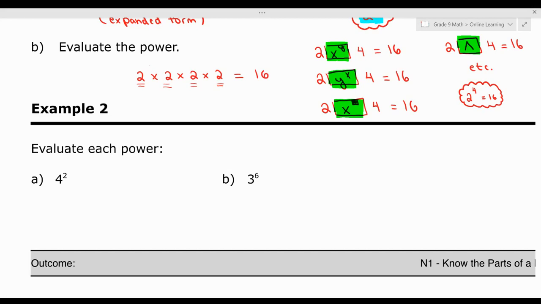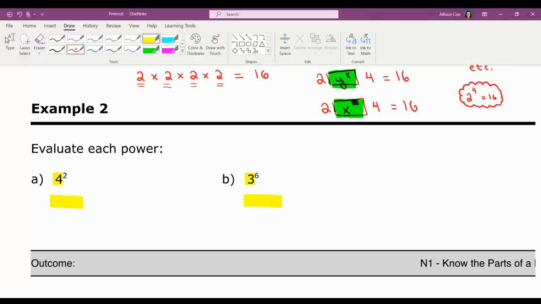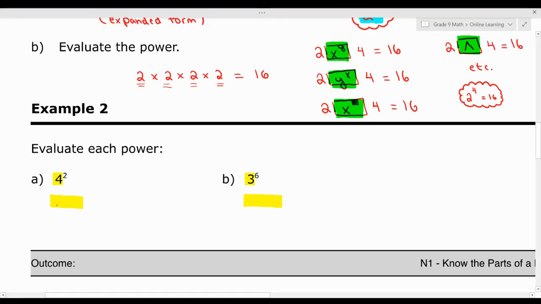Example 2 tells you to evaluate each power. Now, what I like to do when I'm working with powers and exponents would be to identify your base. Okay, so I often highlight, these are my bases, and I'm going to write that down. I'm going to label them at the same time just because of the colors. So my base for question A is 4. My base for question B is 3.